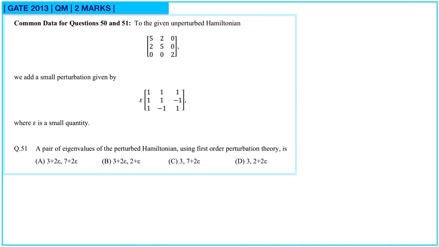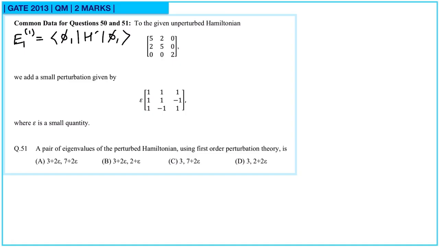Next question. A pair of eigenvalues of the unperturbed Hamiltonian using the first order perturbation theory is... Now according to first order perturbation theory, we have to find out its energy. So the first order correction is equal to, you have to write the eigenfunction, then the perturbed Hamiltonian, and then again the eigenfunction, like this, and we have to solve this.